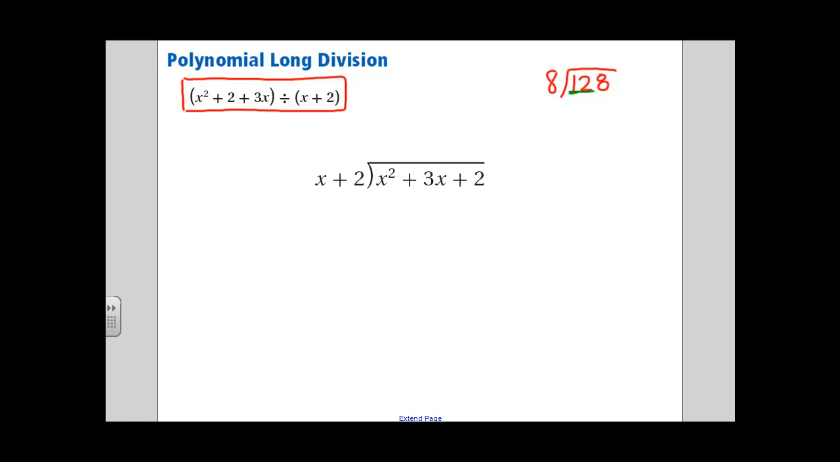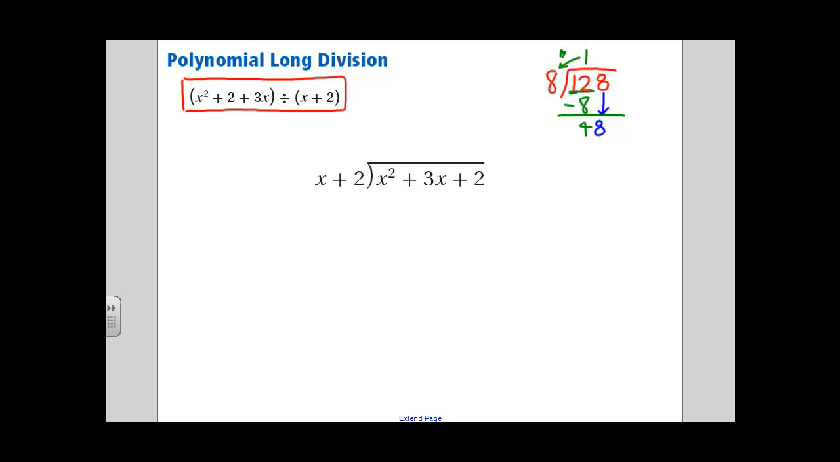How many times can 8 fit into 12? It fits in once. And then if you remember, you took 1 times 8 and wrote it right here. And then we subtracted. And what we're doing here is finding out what's left over. Yes, 8 goes into 12 once, but there's leftovers. And there's 4 left over. And then we brought the 8 down. And then asked the question again.